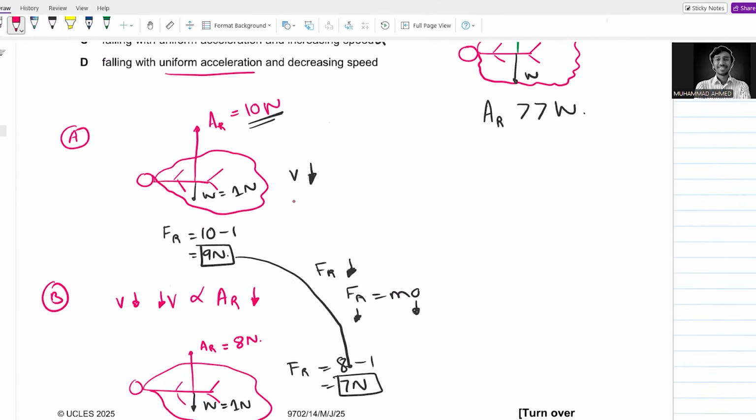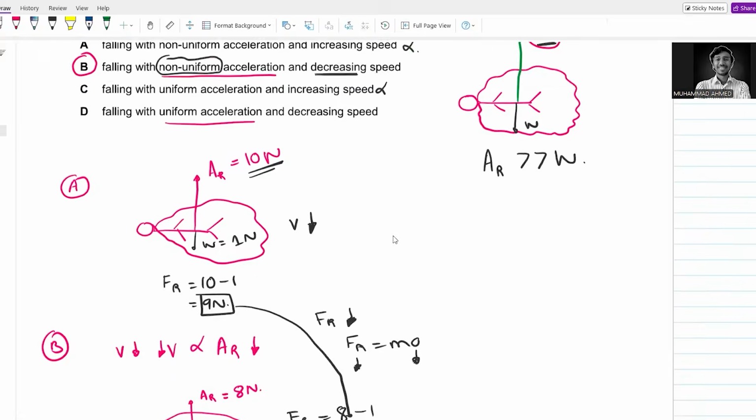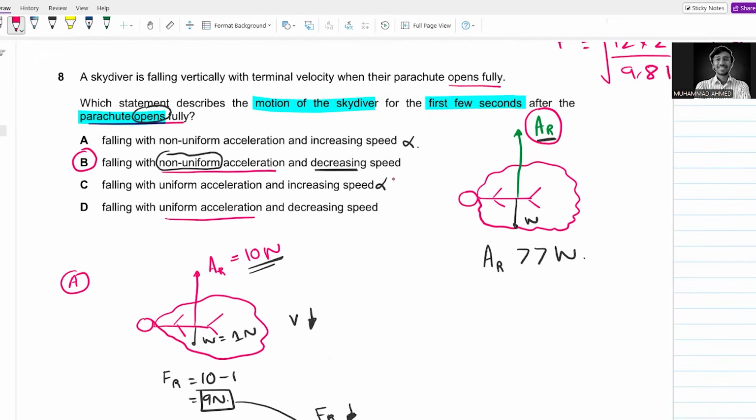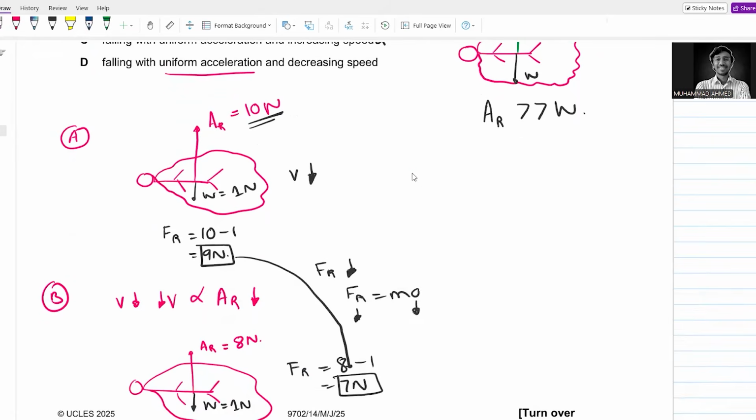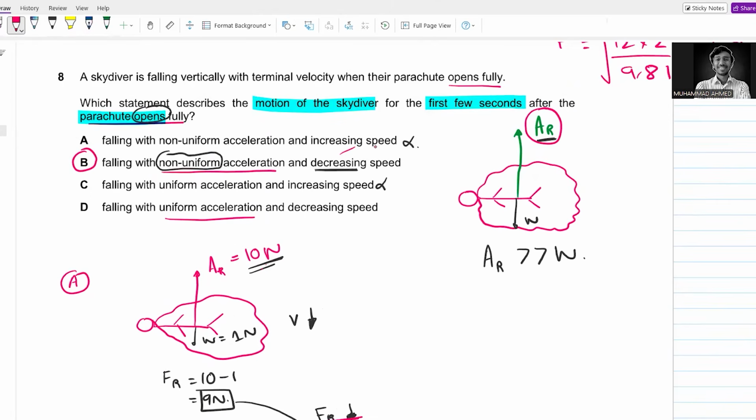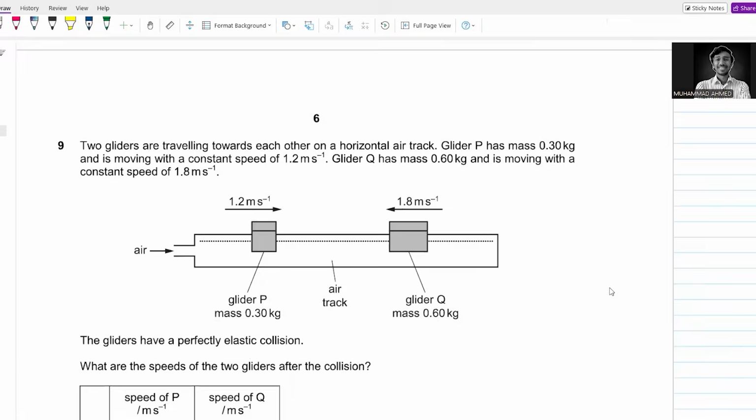बेटा हो क्या रहा है, जैसे ही आपने पैराशूट खोला एयर रेजिस्टेंस की फोर्स बढ़ जाएगी, तो इसका मतलब ये स्पीड डिक्रीज होगी. इंक्रीज वाले ऑप्शंस को कैंसिल आउट कर दो. अब जब स्पीड डिक्रीज हो रही है बेटा, तो आपकी एयर रेजिस्टेंस की फोर्स भी कंसिक्वेंटली डिक्रीज होगी. 10 न्यूटन से 8 न्यूटन हो गई. एयर रेजिस्टेंस की फोर्स डिक्रीज होगी, रिजल्टेंट फोर्स डिक्रीजेस. As the resultant force decreases, acceleration decreases. You have non-uniform acceleration with decreasing speed. B is your answer. Let's further move ahead.